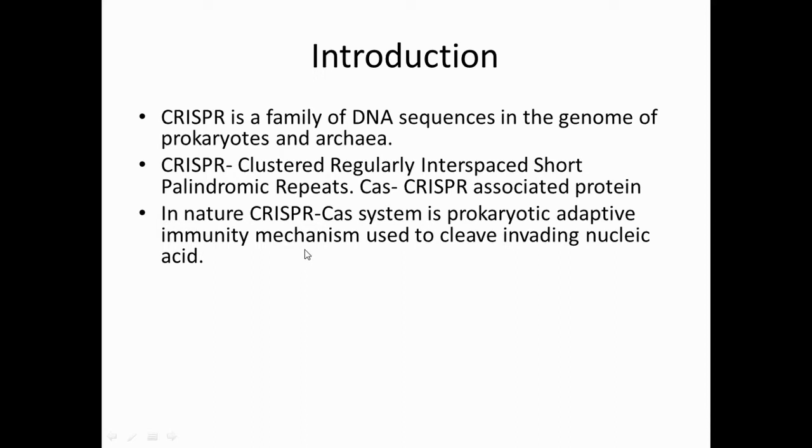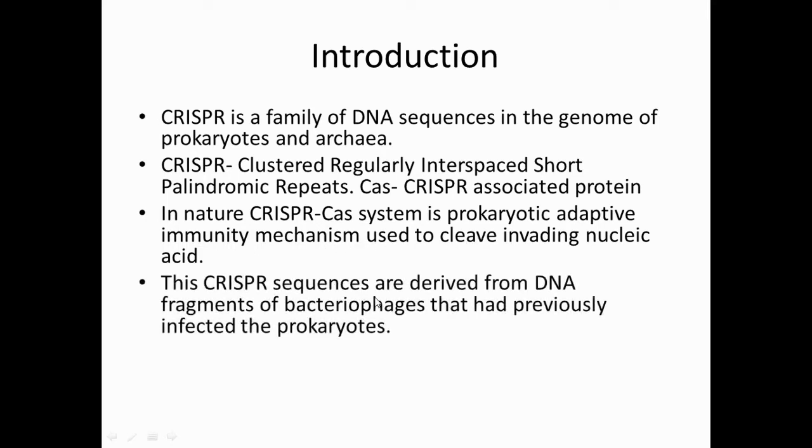So in nature, the CRISPR-Cas system is a prokaryotic adaptive immunity mechanism used to clip the invading nucleic acid. Generally the CRISPR-Cas system is referred to as the immunity mechanism for prokaryotic cells because it is helpful to fight against their pathogenic infection. For example, in our body, we have an immunity mechanism which helps us fight against different types of pathogenic infections. In a similar way, the CRISPR-Cas mechanism is also helpful for prokaryotic cells to fight against this type of pathogenic infection. That's why it is called the adaptive immunity mechanism of the prokaryotic cells.